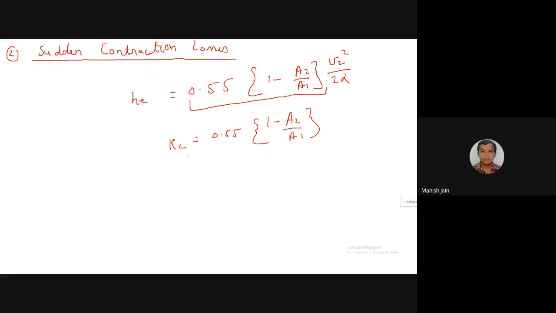Here the velocity is the downstream velocity. So basically this is the sudden contraction. It looks like this. Here V2 is the velocity in the downstream direction. At this point the cross-sectional area is A1. Here the cross-sectional area is A2.